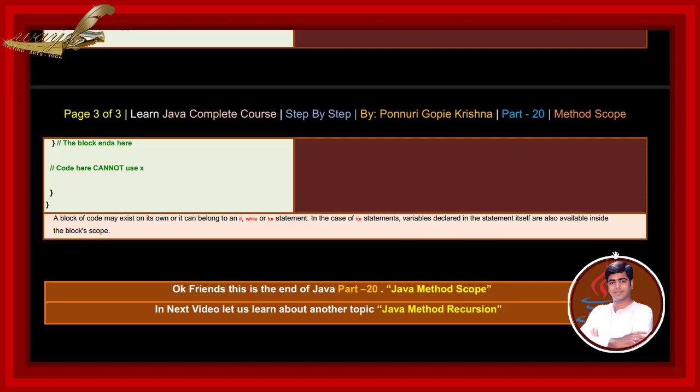A block of code may exist on its own or it can belong to an if, while or for statement. In the case of a for statement, variables declared in the statement itself are also available inside the block scope.